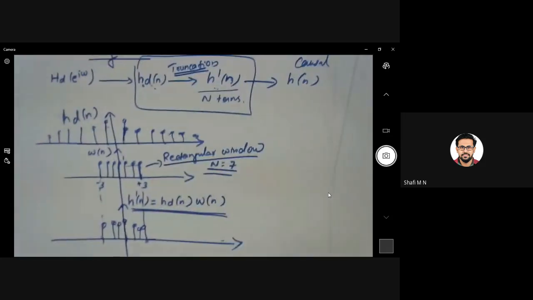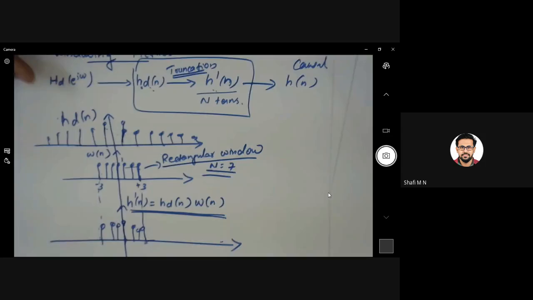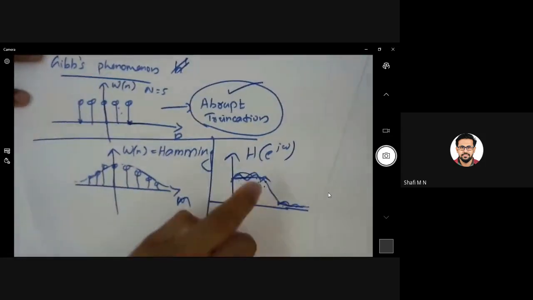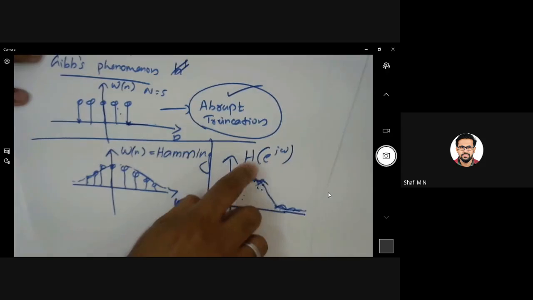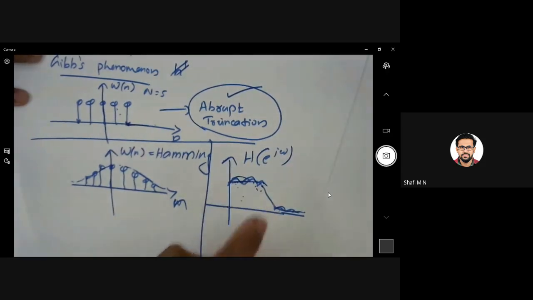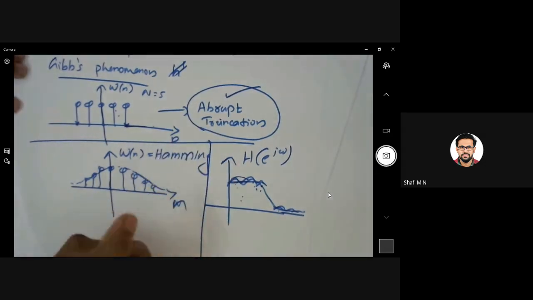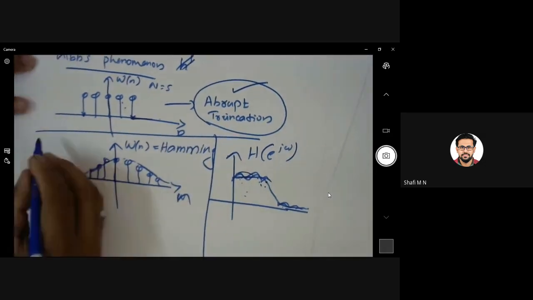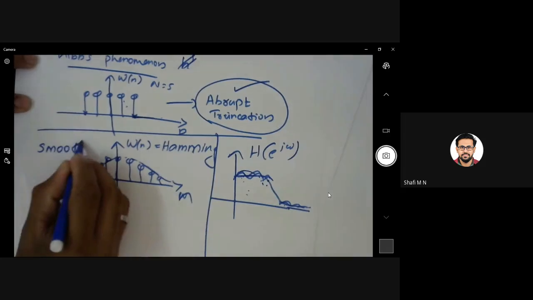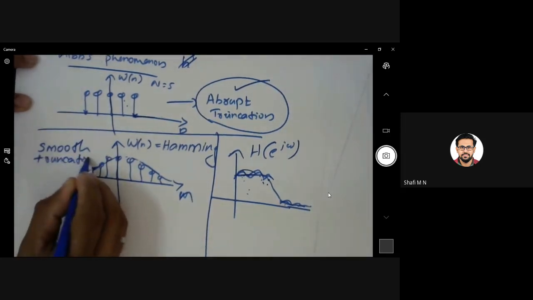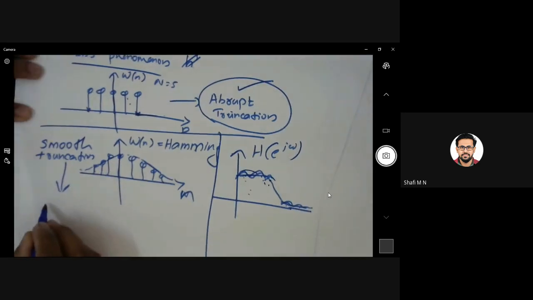The problem with the rectangular window is abrupt truncation. Because of abrupt truncation, you will have oscillations in the frequency response. This phenomenon is referred to as Gibbs phenomenon, and the solution to Gibbs phenomenon is to avoid abrupt truncation and go for smooth truncation. This is the point to note. With smooth truncation, you can use some windows. I will give you some examples.